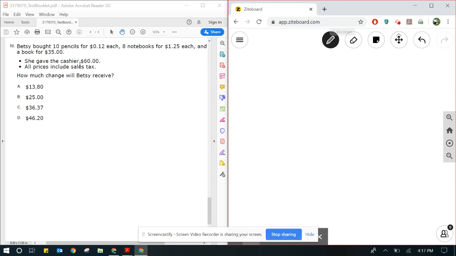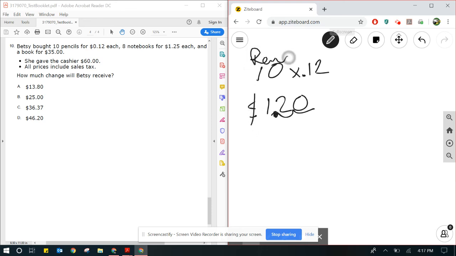So Betsy buys 10 pencils, so I've got 10 pencils times 0.12. And remember, if we're multiplying times 10, we're just going to move our decimal over, right? Because it's just going to be times 1, which is the same number. So I get 12. And my decimal is going to have 1 less. So it's just going to be 1.2. Because I'm only going to have times 12 would be 120. And I move my decimal over, and I get 120. Okay, cool. $1.20 for the pencils.